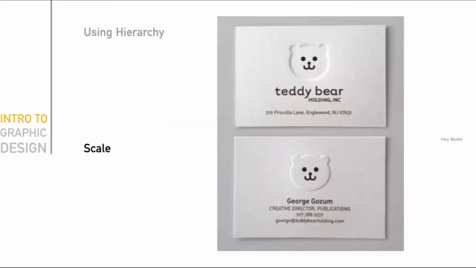Things that are larger are going to be more important than things that are smaller. So here we have teddy bear holding. We want to know that it's teddy bear, and holding is secondary to that. And then the address. The person's name is larger. It's also bolder. So that is a shape change. And then you are using uppercase and then uppercase and lowercase. And of course the teddy bear face is dominant on the card. So we use scale to create levels of importance in a design.